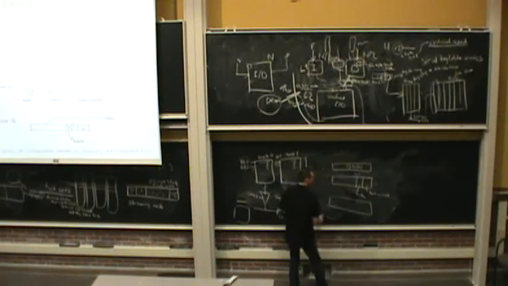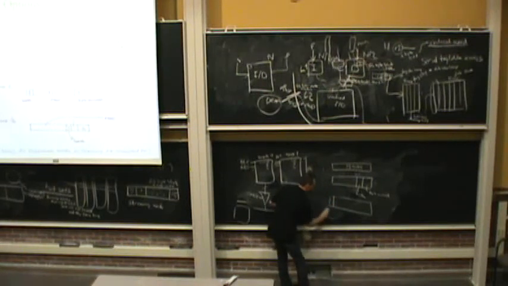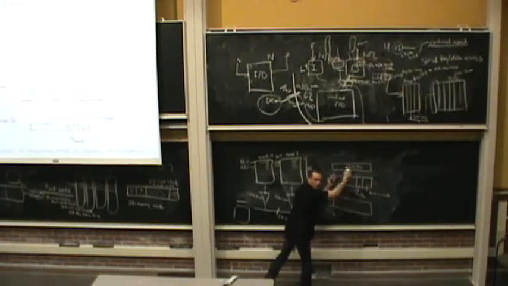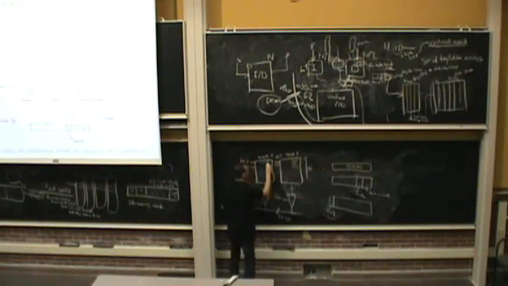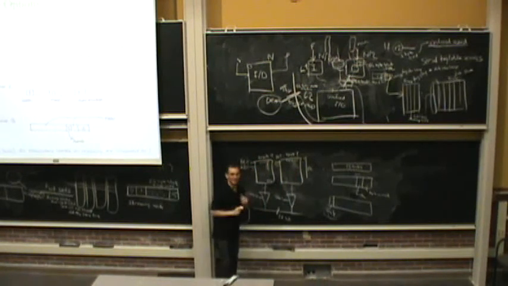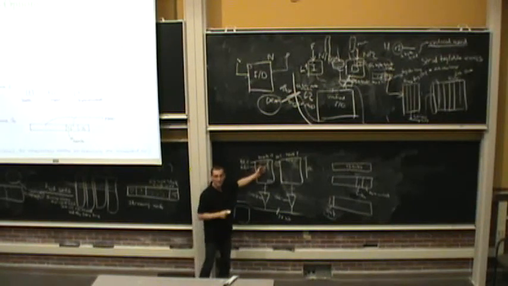One other potential option is to put the bank bit here. In this case, your interleaving looks like this: you have the first 1,024 words in bank 0, words 0, 1, 2, 3, 4, up to 1,023, and the remaining 1,024 words in bank 1. So when would this make sense? This could make sense for some access patterns.